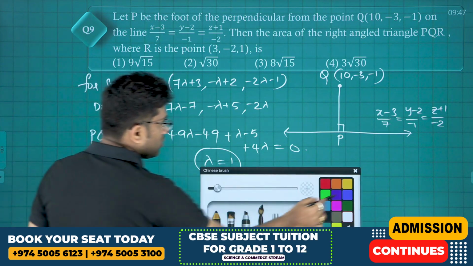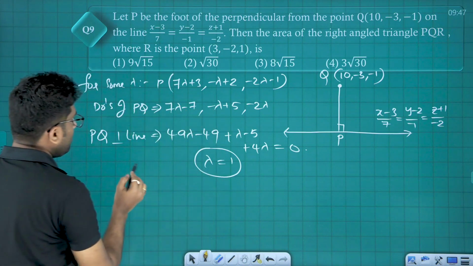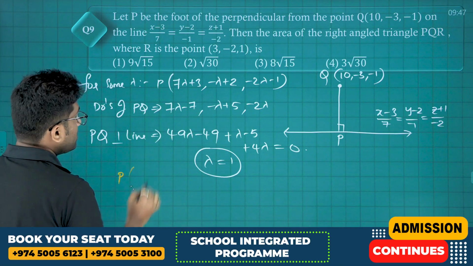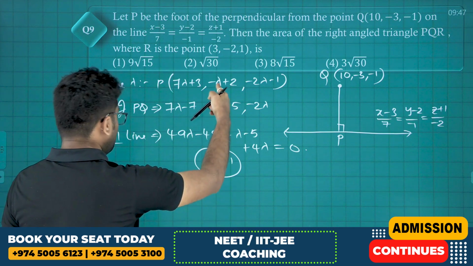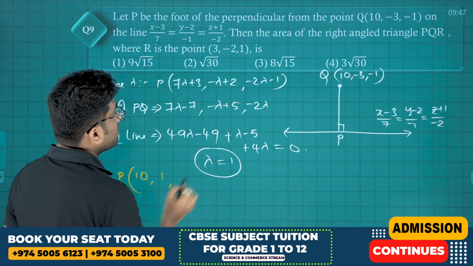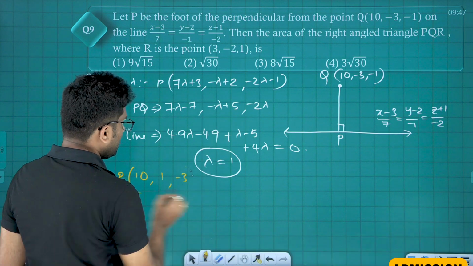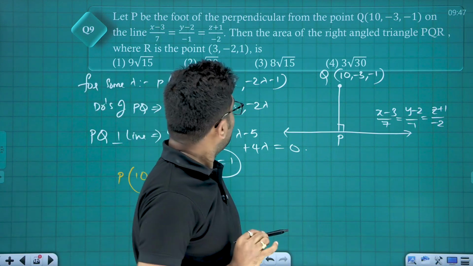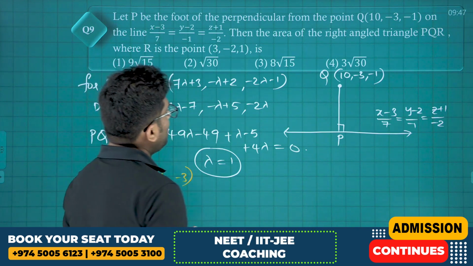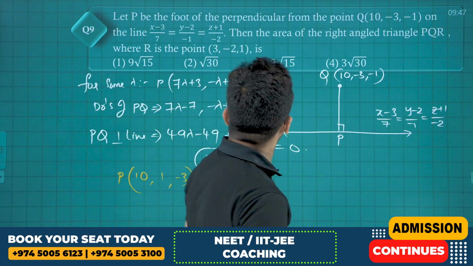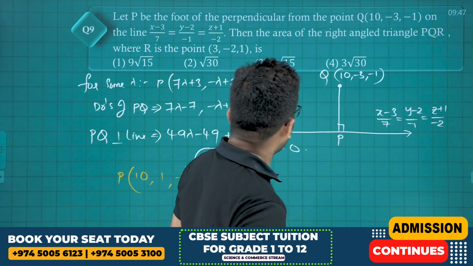Now for lambda equal to 1, coordinates of P will be 7 plus 3 is 10, minus 1 plus 2 is 1, minus 2 minus 1 is minus 3. Okay, now we have got P. What is the area of the right angled triangle PQR? Right angled triangle PQR. Then the area of the right angled triangle PQR.